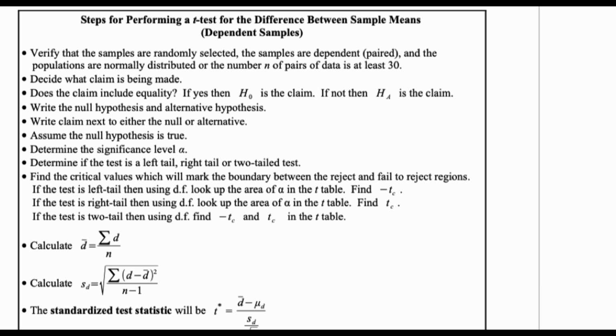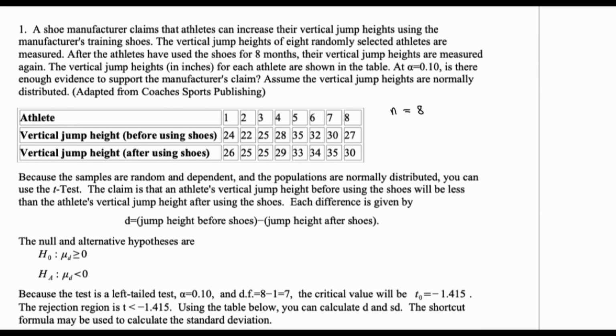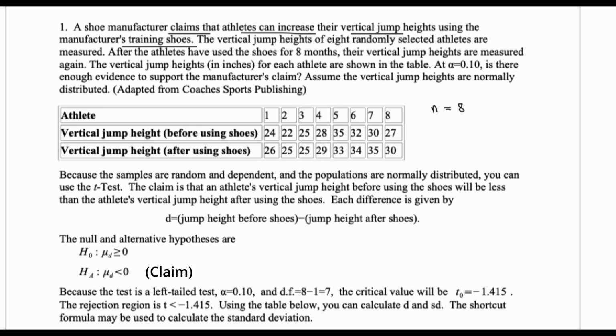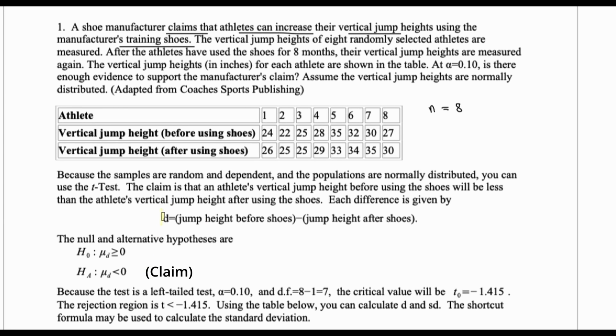Now we have to decide what claim is being made. This shoe manufacturer claims, and you always want to look for that word, claim, that athletes can increase their vertical jump heights using the shoes. They're going to claim that the jump height after using the shoes is greater than the jump height prior to using the shoes. Now every difference is calculated like this. If they're equal, we'll get a 0. If there's no change in the jump height after wearing the shoes versus before, we'll get a difference of 0. But what this manufacturer is claiming is that the difference would not be 0.